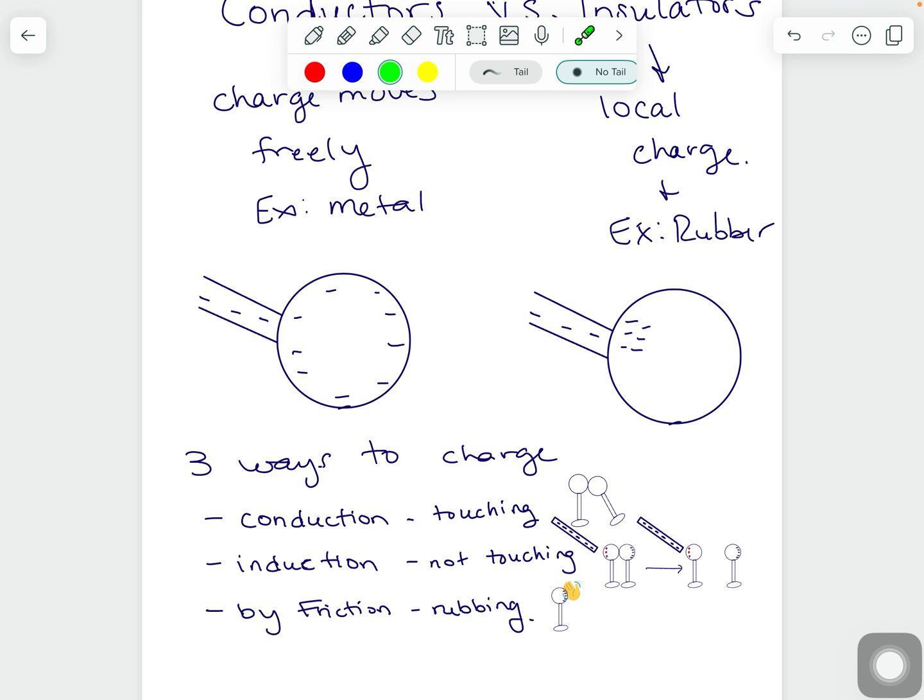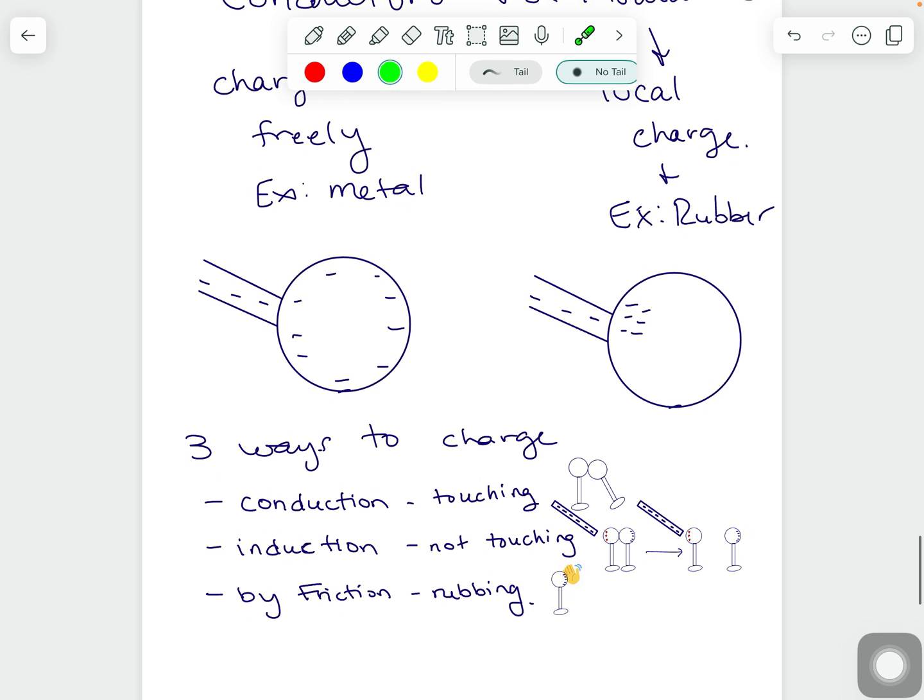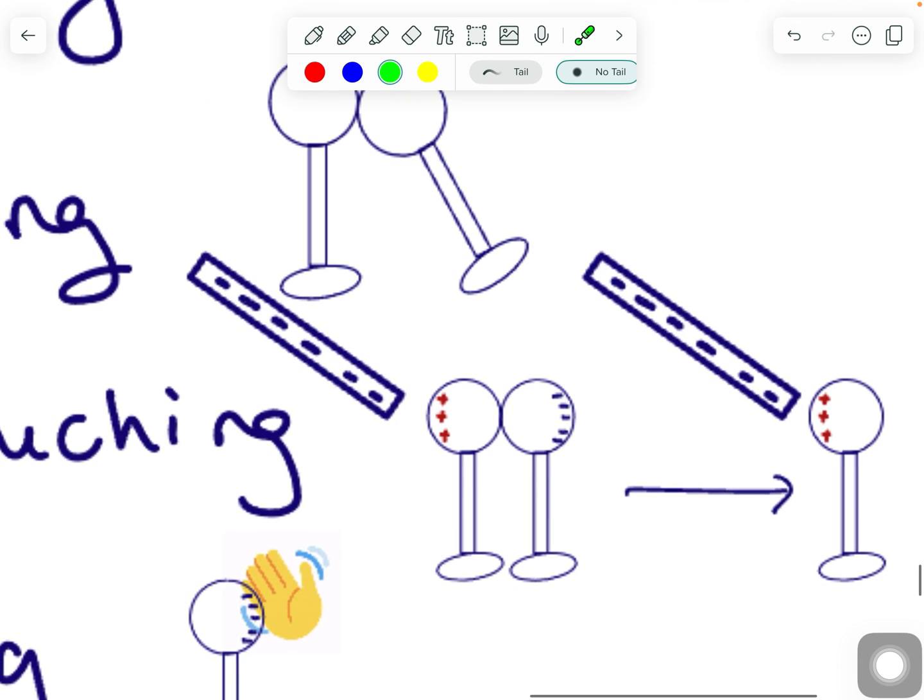So there are 3 ways to charge. Conduction is one. And this is just where we touch them together, like so. Okay. Induction is much more difficult. You have to charge it without touching it. So how we would start out, I'm trying to zoom in, there we go, is you would put a negatively charged rod near 2 touching uncharged spheres.